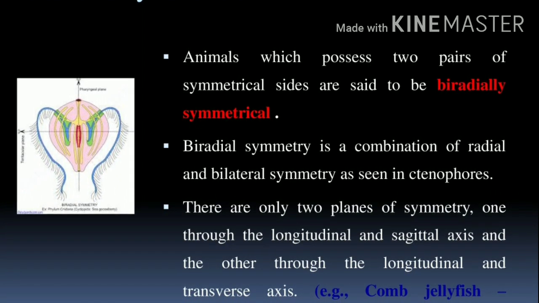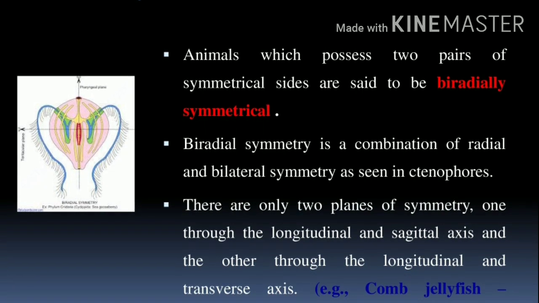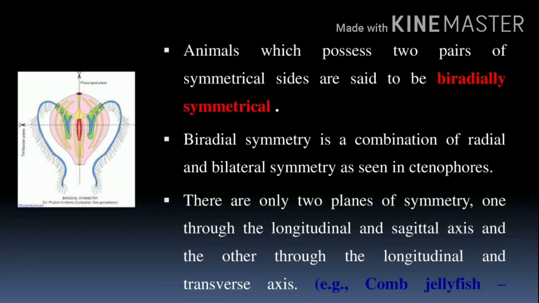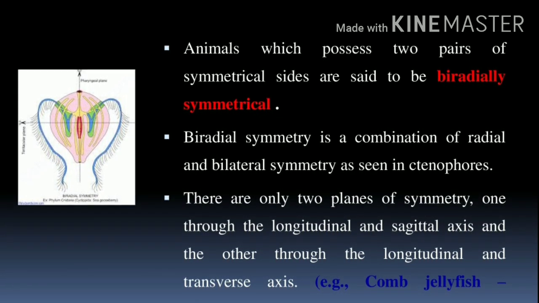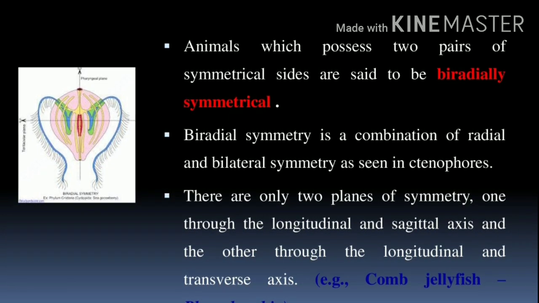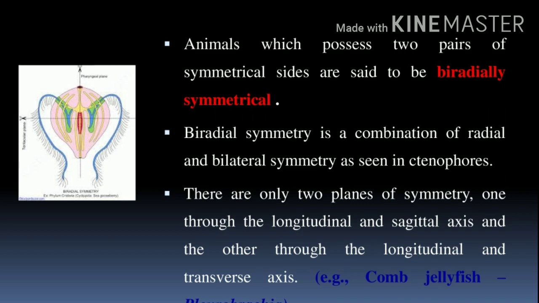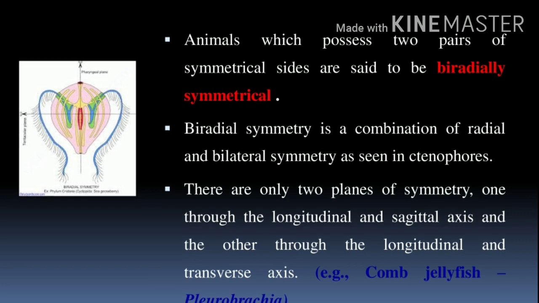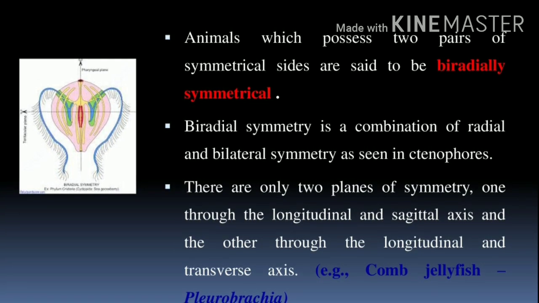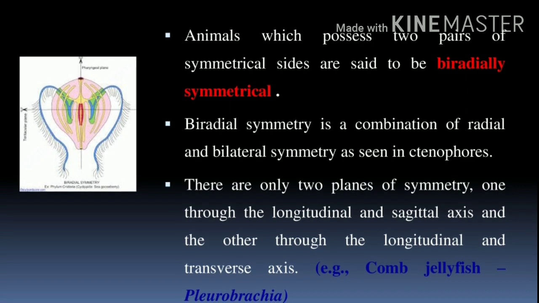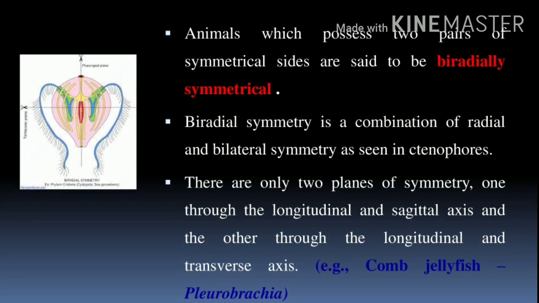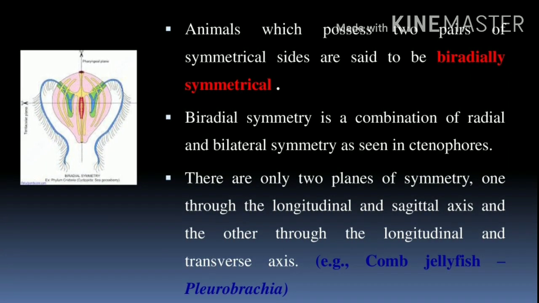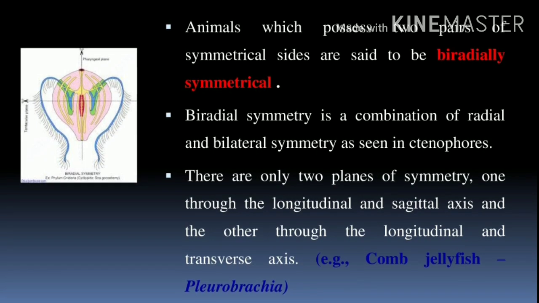See the picture, ma. Top to bottom is the longitudinal section, and east to west is the transverse section. The biradial symmetry example is the ctenophores. Two planes of symmetry, one through the longitudinal and sagittal axis and the other through the longitudinal and transverse axis. An example is the comb jellyfish, Pleurobrachia. Underline Pleurobrachia, comb jellyfish. We studied the same Pleurobrachia in the later phylum.